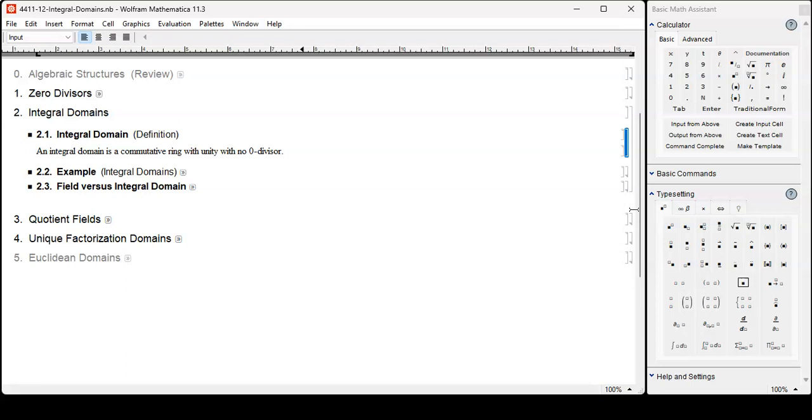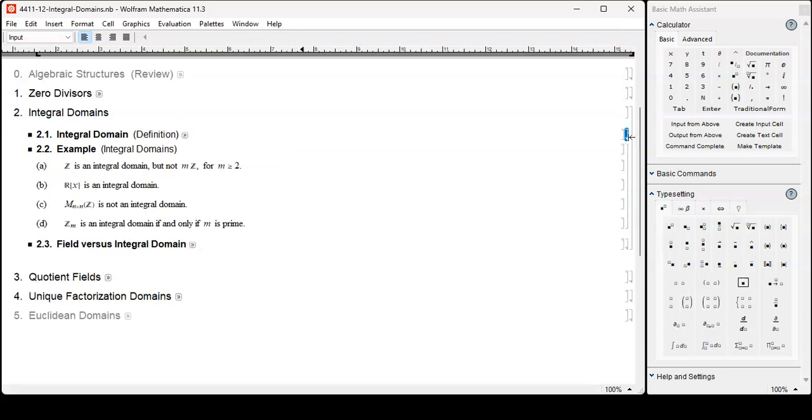Here's a definition, or more precisely, a reminder. An integral domain is a commutative ring with unity with no zero divisor. Here's some examples. Z is an integral domain. Commutative ring with unity with no zero divisor, but not mZ for m greater than or equal to 2. They're all commutative rings with no zero divisor, but in general, they don't have unity. When m equals 1, okay, 1 is the unity, but for 2 or higher, then no unity.